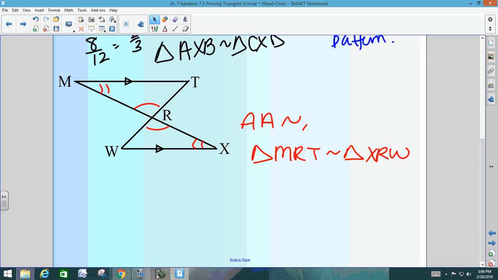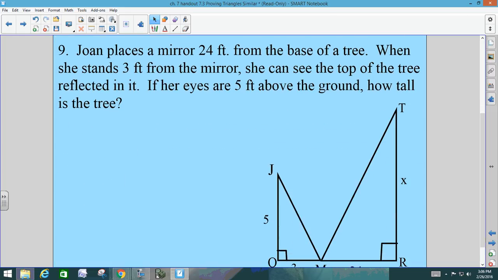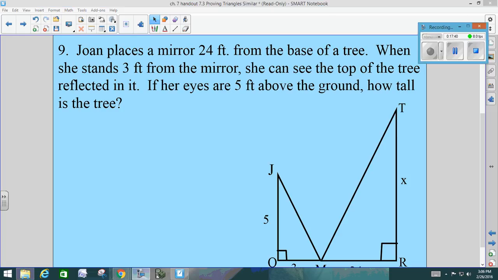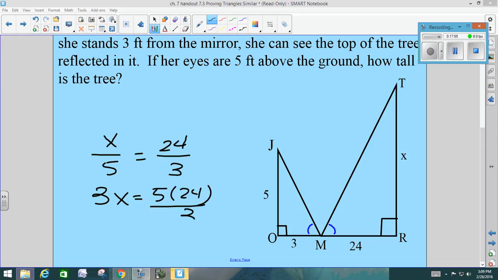Okay. We're going to skip 8. We're going to do number 9. Joan places a mirror 24 feet from a base of a tree. When she stands 3 feet from the mirror, she can see the top of the tree reflected in it. If her eyes are 5 feet above the ground, how tall is the tree? So the height of the tree is to the height of Joan as the distance the mirror is from the tree, the distance Joan is from the mirror. That's one proportion. 3x equals 5 times 24. Divide by 3. You should get x to be 40.